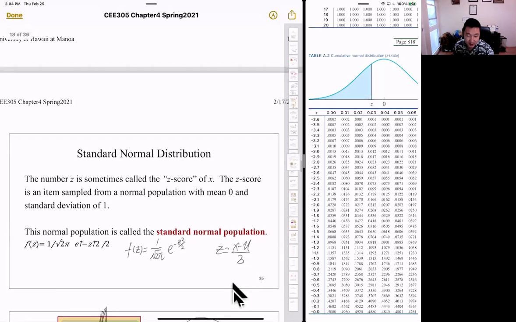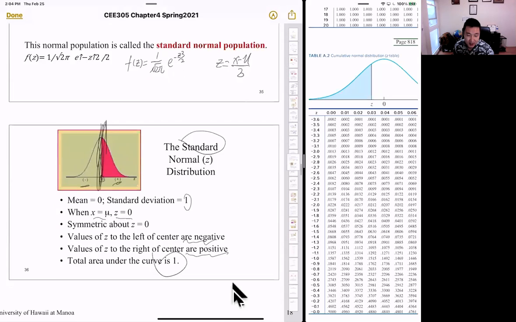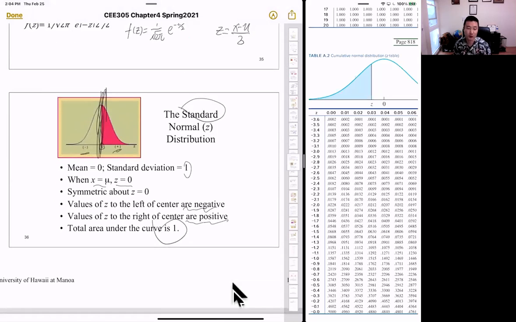And then we show the standard normal distribution. The mean value is 0, the standard deviation is 1, and the total area under the normal curve is 1, or 100%. By the way, that's true for all types of probability density functions. The z-score could be positive or negative. To the left of the center is negative, to the right of the center is positive.